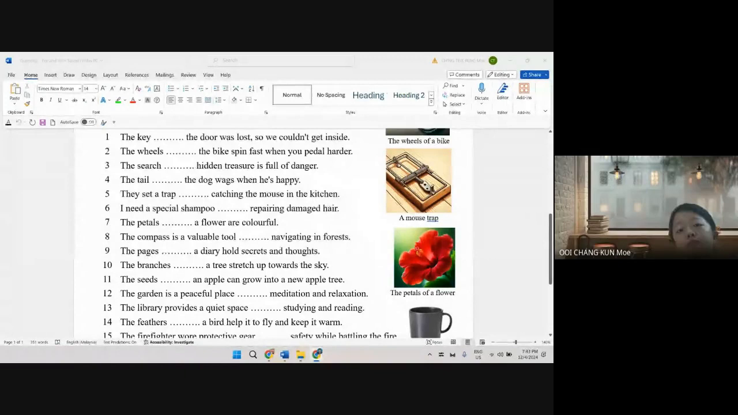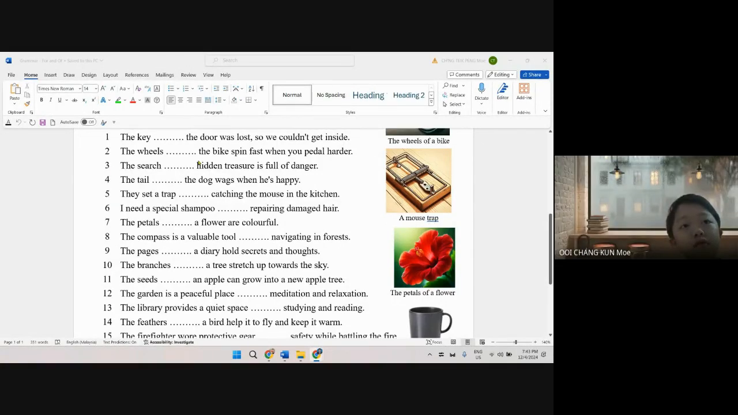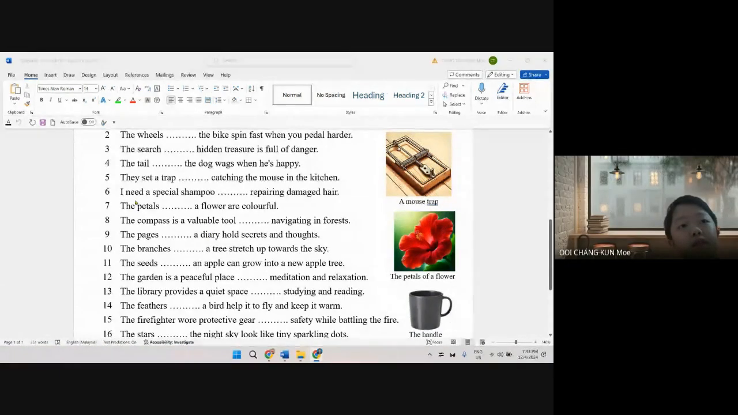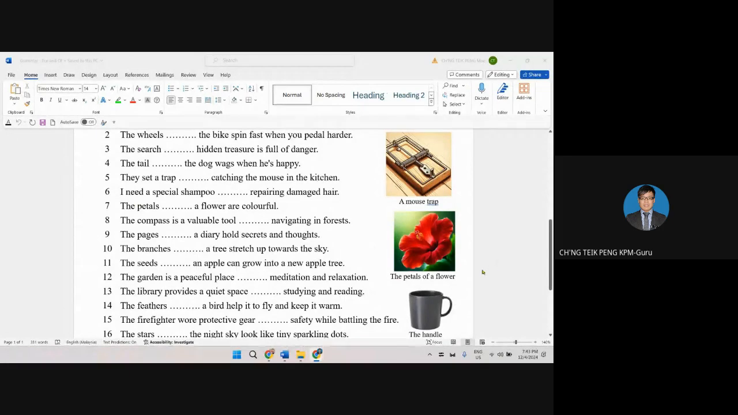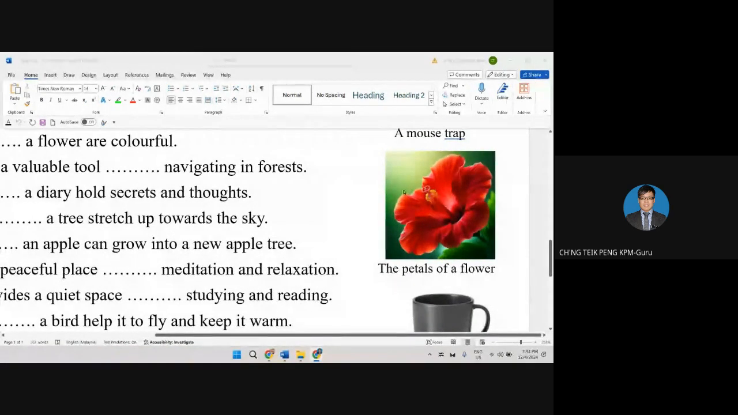Teacher. Yes. What does petals mean? Which question? Question 7, the petals. Look at the flower here. The petals of the flower. It's like the pieces of the flower. 那个花瓣. Okay, thank you, teacher. All right.